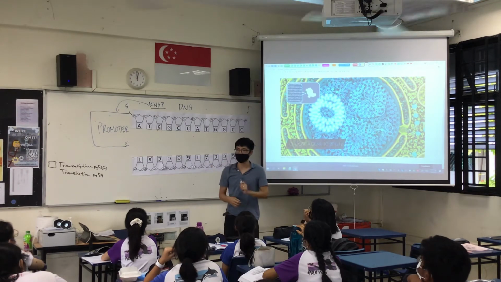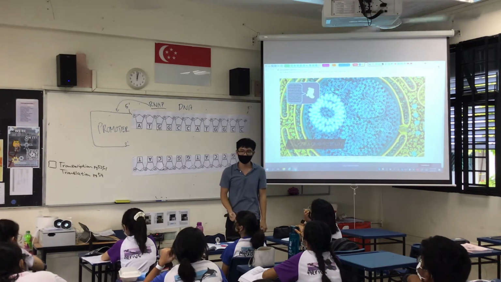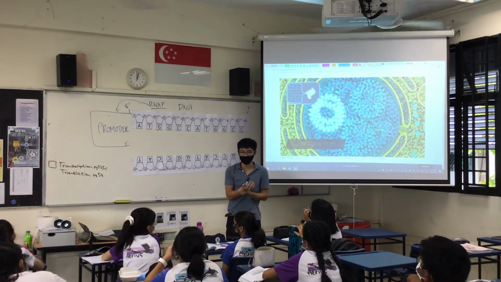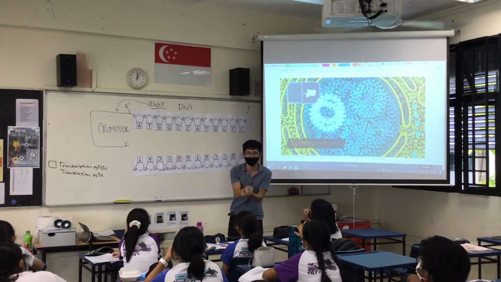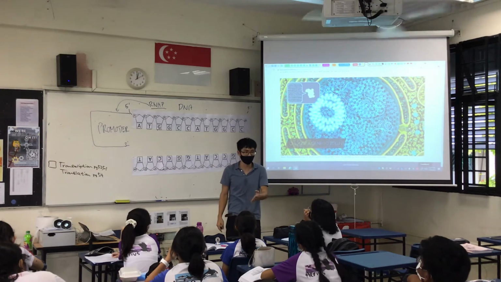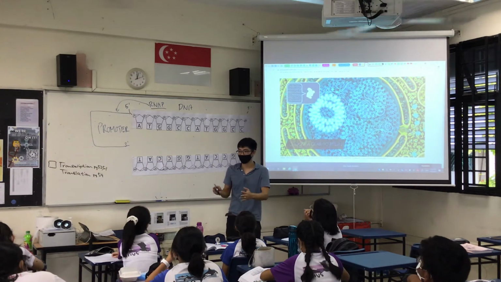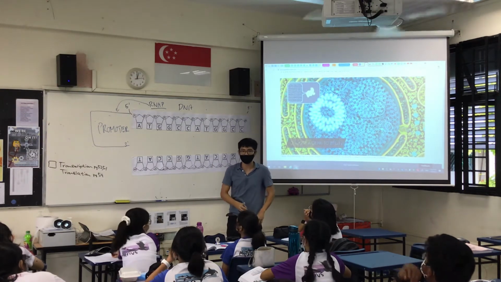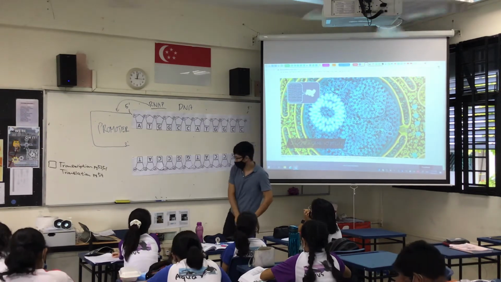Remember, helicase also unwinds DNA. But in DNA replication, helicase can only do one job, which is to unwind. RNA polymerase can do two things. It can unwind and it can copy. It can make mRNA.